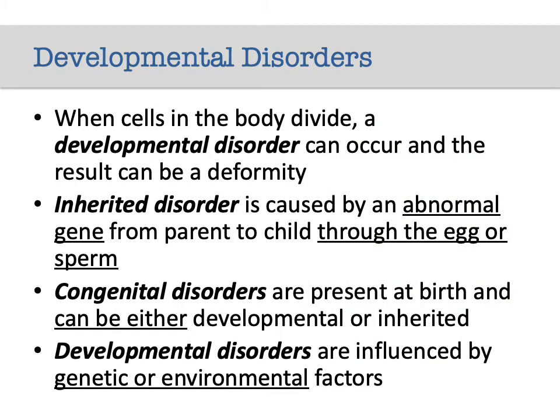Let's discuss developmental disorders. When cells in the body divide, a developmental disorder can occur, and the result can be a deformity. An inherited disorder is caused by an abnormal gene from parent to child, and it comes to the child through the egg or the sperm. Congenital disorders are present at birth and can be either developmental or inherited. Developmental disorders are influenced by genetic or environmental factors.